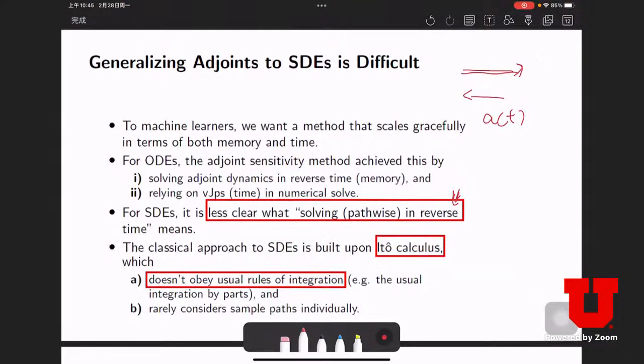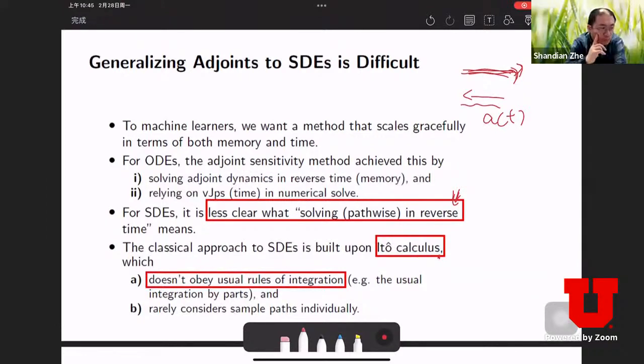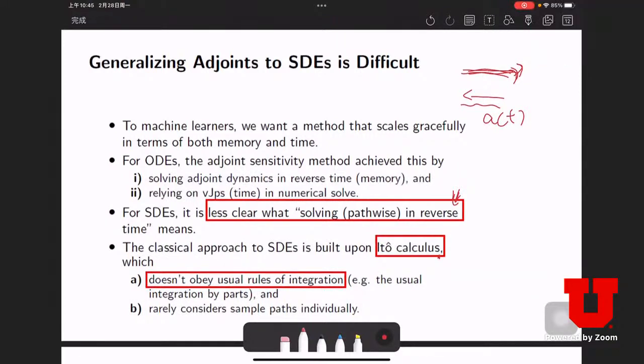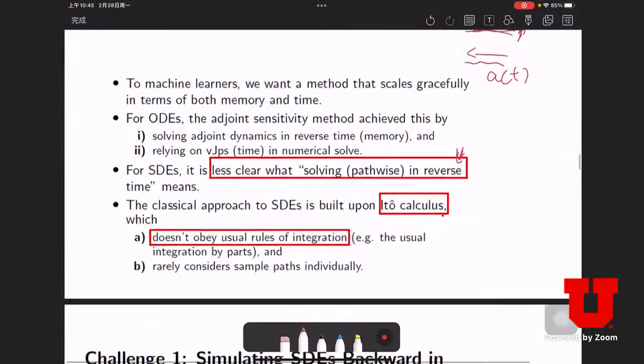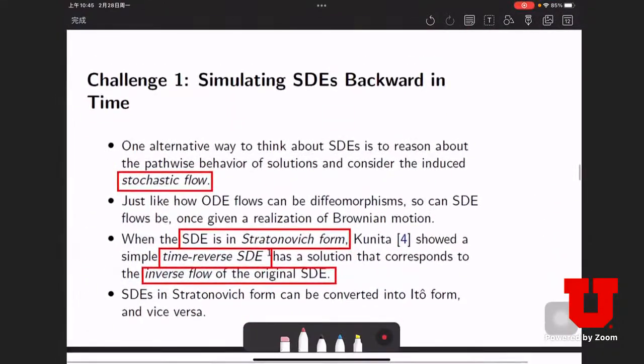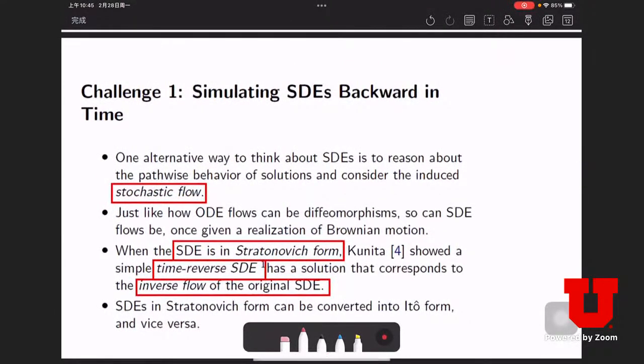And actually, if we still use the Itô calculus to define our SDE, the backward direction integration is not even well defined. So this is the biggest difference, the difficulty in applying the adjoint method to the SDE, because the backward integration is not well defined. So actually, how do they handle the backward integration and make it well defined?